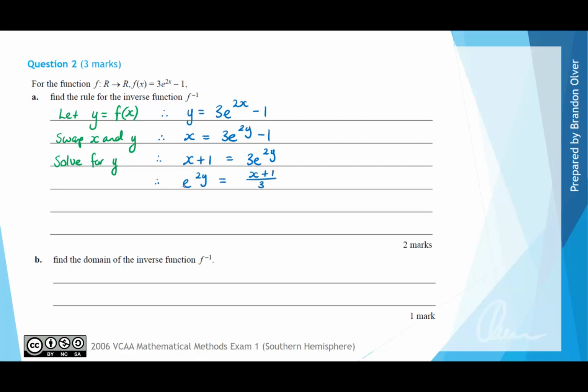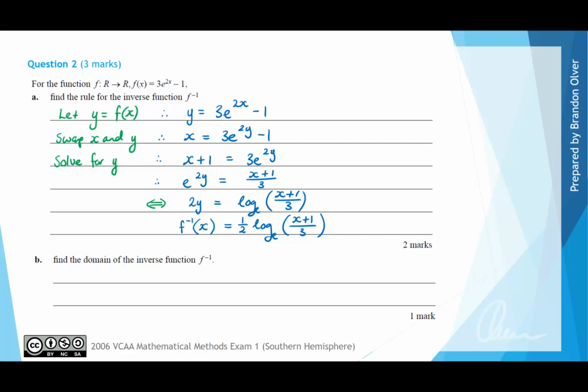And now to unlock the 2y we need to take an equivalent log statement, and that will give us 2y is equal to log e of x plus 1 all divided by 3. Finally we divide both sides of the equation by 2 to get y by itself, and we also replace y with f negative 1 of x, so we use the correct notation, and that's going to equal 1/2 times log e of x plus 1 all divided by 3. So that is the rule for the inverse function of f.